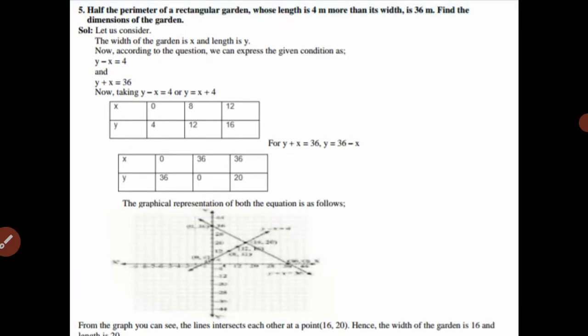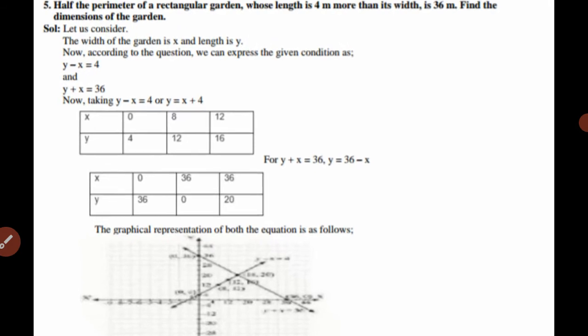Now after this, see question number 5. In question number 5 we have been given: half the perimeter of a rectangular garden, whose length is 4 meters more than its width, is 36 meters. Find the dimensions of the garden.